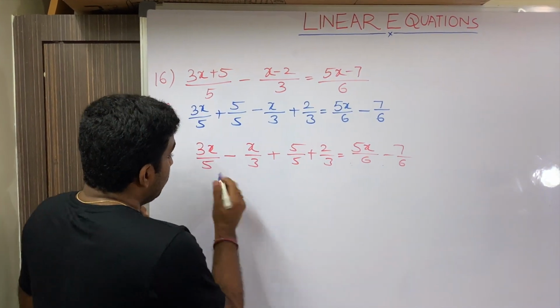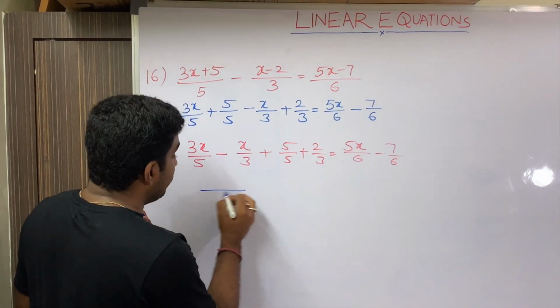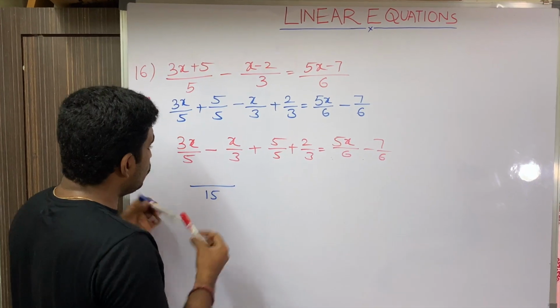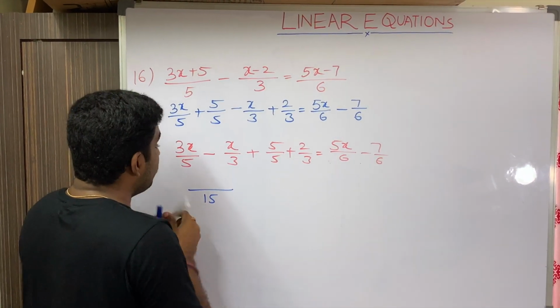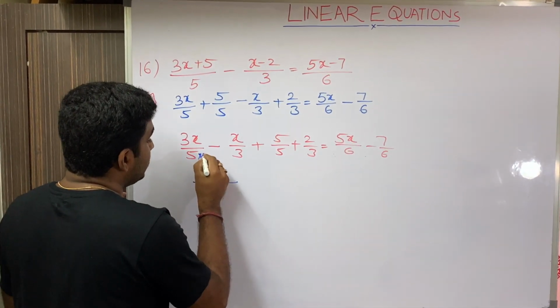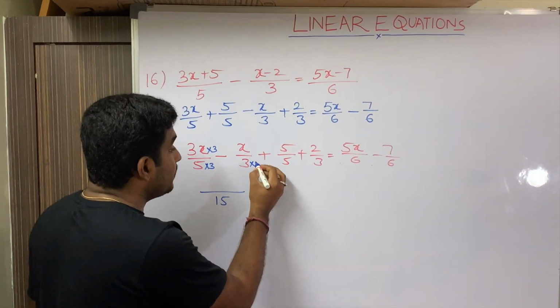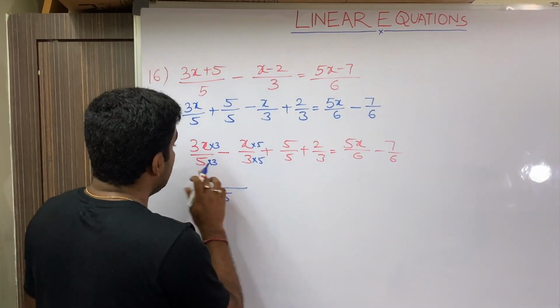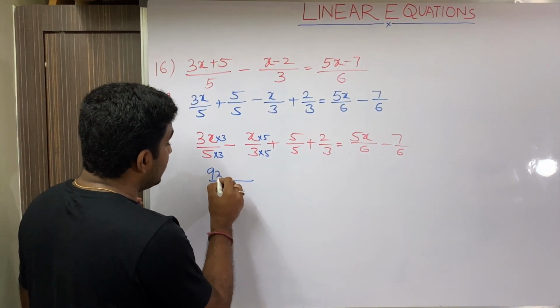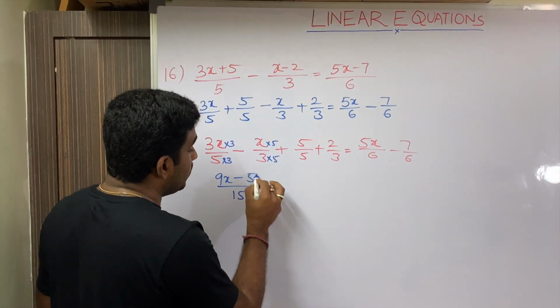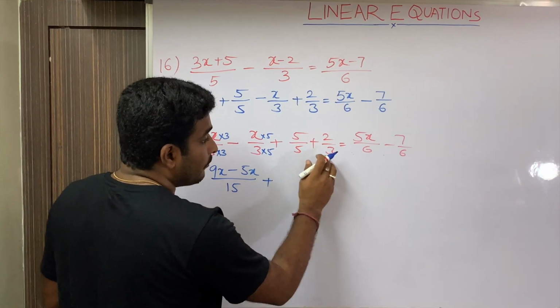Now when we take the LCM of 5 and 3, it will be 15. To get 15 here we have to multiply with 3. 5 into 3 will become 15, same above also. To get 15 here we have to multiply with 5. 3x into 3 will become 9x, minus 5 into x will become 5x.